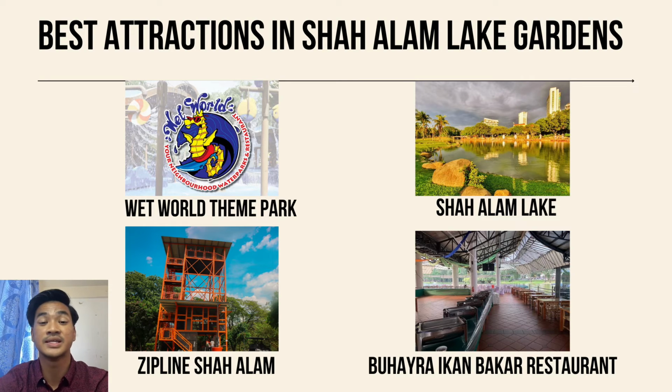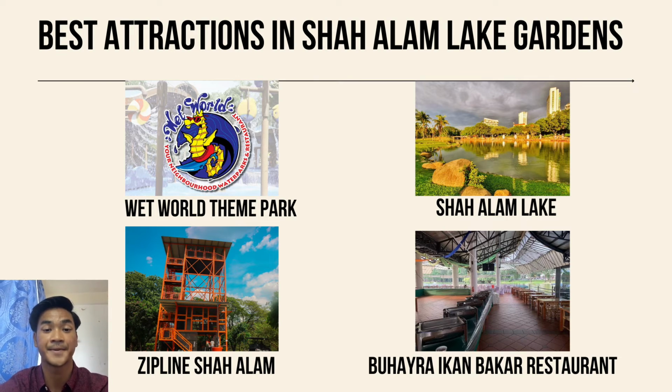Buhaira restaurant is different from the others. It serves grilled fish, penyet chicken, chicken rice, and some special dishes specially brought from Kajang such as the mustard itik salai.